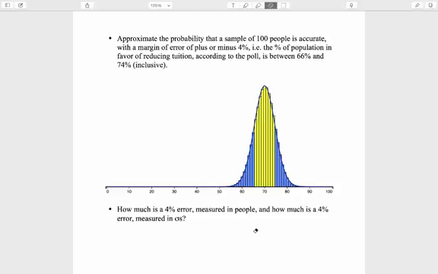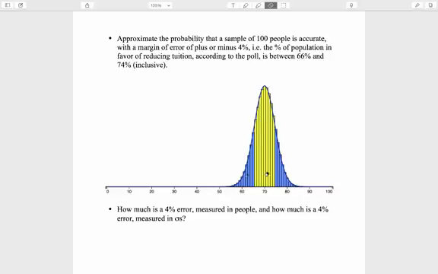Our next task, then, is to approximate the probability that a sample of 100 people is accurate within a margin of error of plus or minus 4%. That means that the percent of population in favor of reducing tuition, according to the poll, is between 66% and 74%. If the pollster samples 100 people, and it turns out that only 66 of them are in favor, and therefore 34 opposed, that suggests that 66% of everybody is in favor of this tuition reduction. That would be wrong. It would be a low estimate, but it would be off by only 4%.